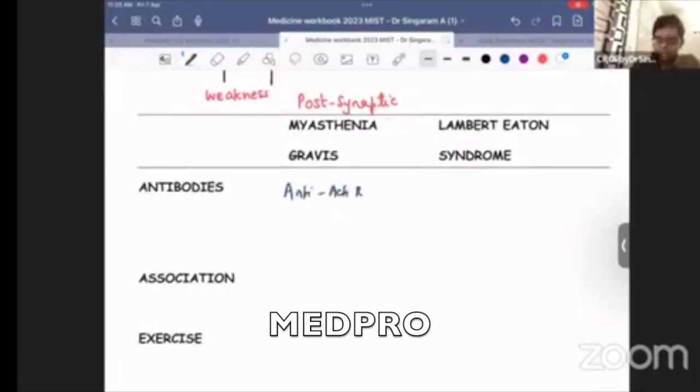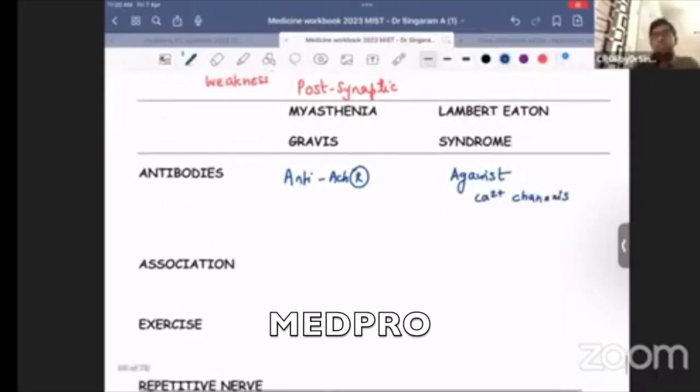Anti-acetylcholine receptor antibody. In Lambert-Eaton syndrome, the antibodies are against voltage-gated calcium channels. Correct. What is the association for myasthenia gravis? I told you which tumor? It is thymoma. That's a famous question I told you.